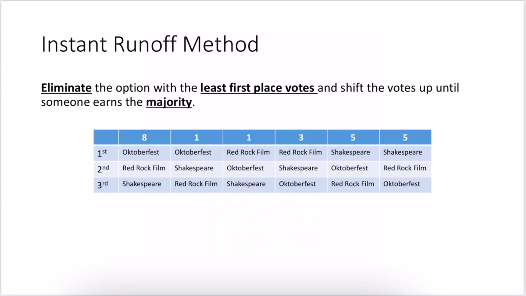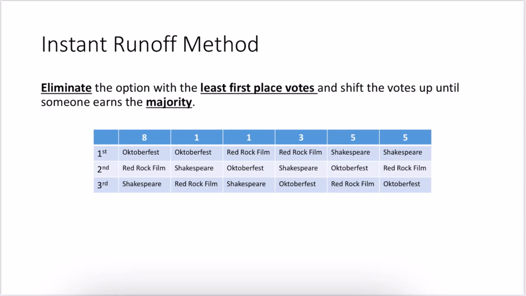All right, so with the instant runoff method, the goal is to get a majority of the votes. And sometimes, especially if you have lots of different options, there is no clear majority. So say, for example, we had people vote on their favorite festivals in Cedar City. So we have the Oktoberfest, Red Rock Film, and Shakespeare.